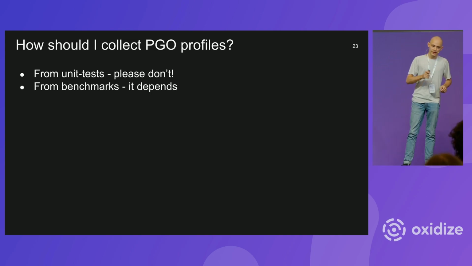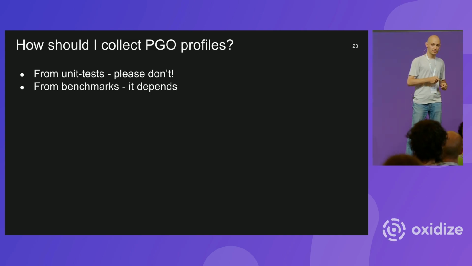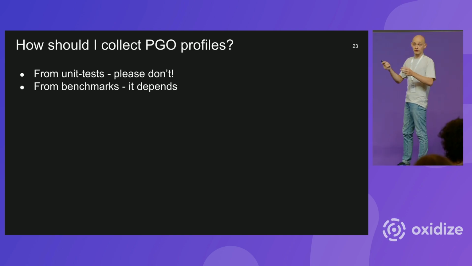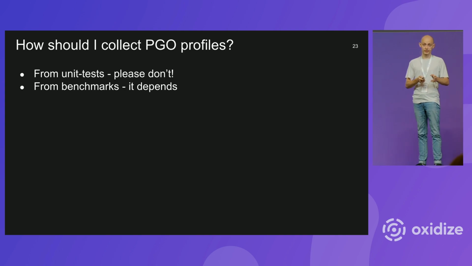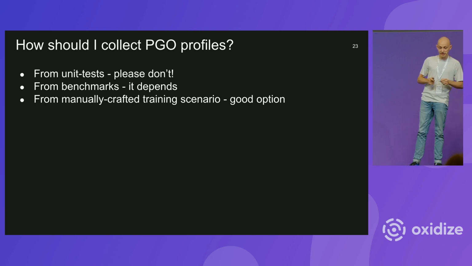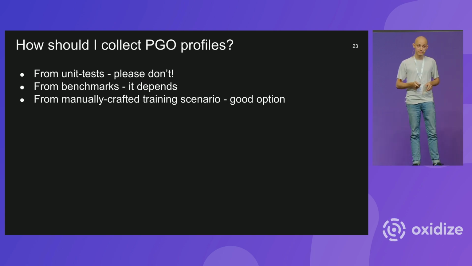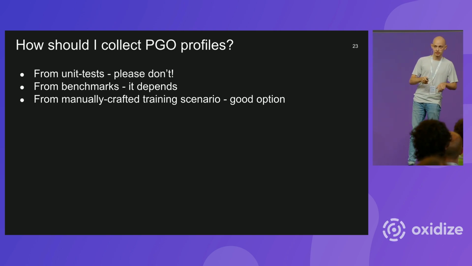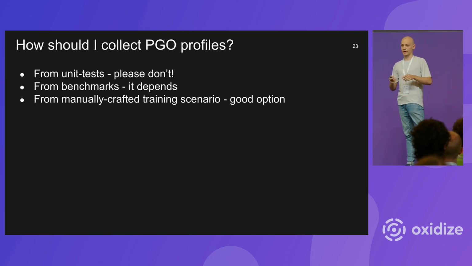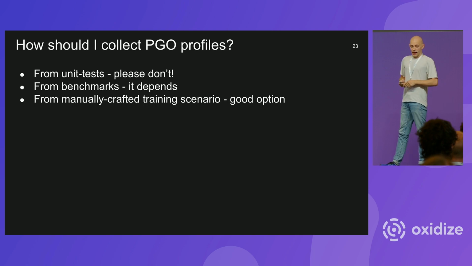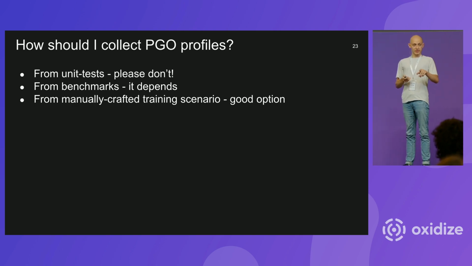From benchmarks, it depends. It depends on how similar these benchmarks are to your real workload. If they are similar, go ahead with benchmarks, you are fine. If they are not, be careful. Manually crafted training scenario, actually, it's a good option. For example, the Rustc compiler. Rustc is already PGO optimized, and if you use the Rustc compiler from the main distribution, you get the fastest version of Rustc. And the Rustc compiler uses completely this way. What is it?